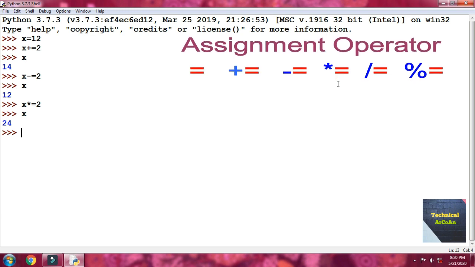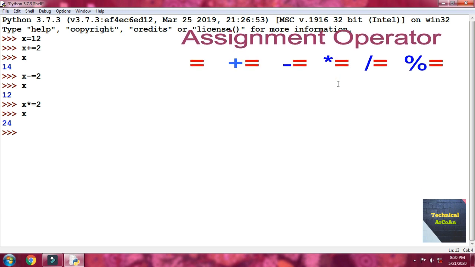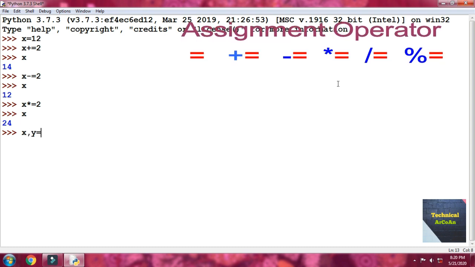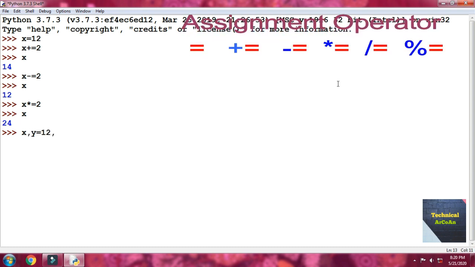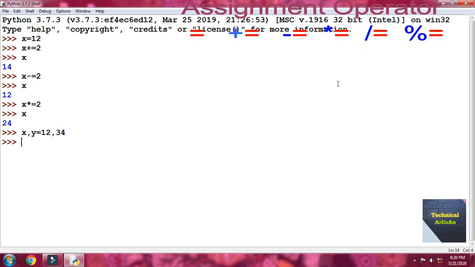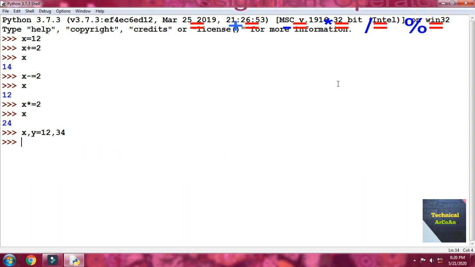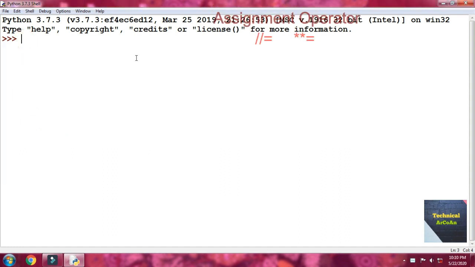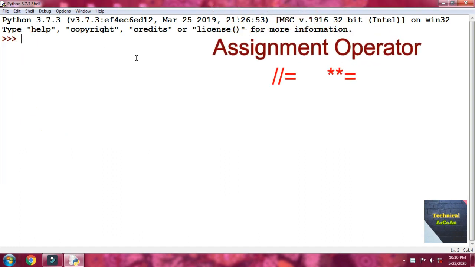Now the next part is that if we write x comma y equal 12 comma 34 and press enter, actually this is a one line assignment, which means 12 is stored within x and 34 is stored within y. So if I write x, I get 12, and if I write y, we get 34. Now the other assignment operators are floor division equal and exponent equal.